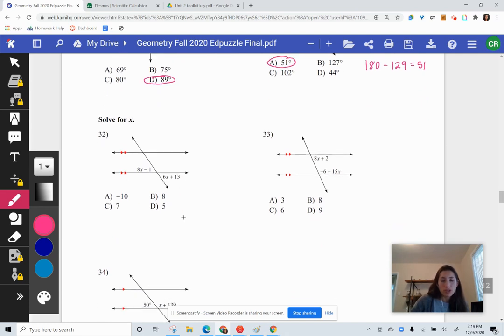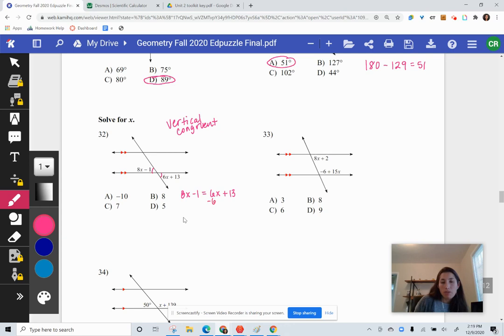Okay, our angle relationship here, these are vertical angles. Vertical angles are opposite to each other when we have two lines that intersect. And so we know vertical angles are congruent, they're equal. So we're going to set up an equation for that. So we would say 8x minus 1 is equal to 6x plus 13. So we're just solving for x here.